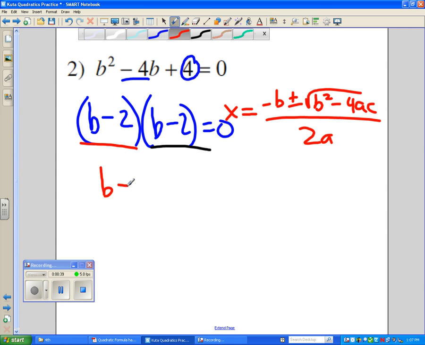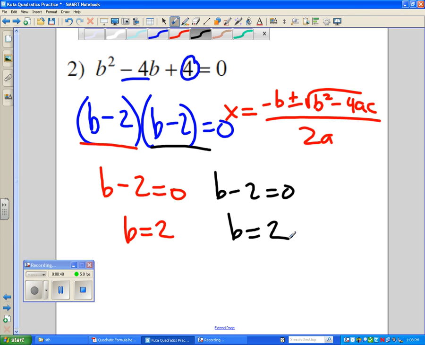You set them equal to 0. And in this case, you get b equals 2. And over here, you get b minus 2 equal to 0. Obviously, b is equal to 2. It equals it twice, so we just get one of them. Let's do the next one.